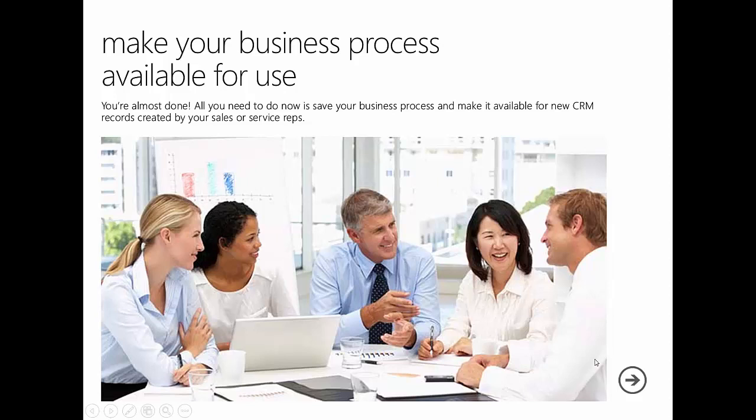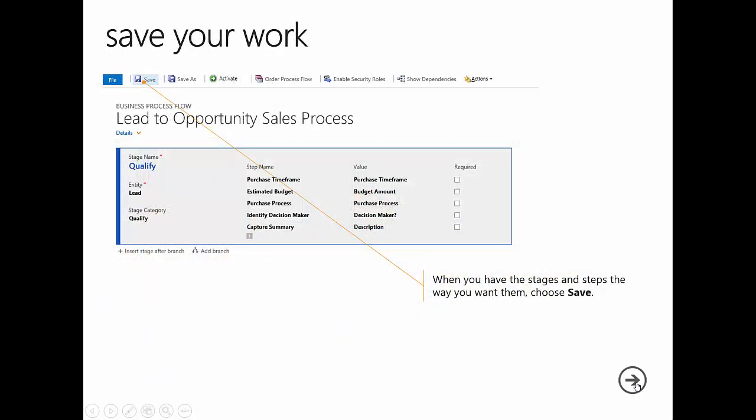Make your business process available for use. You're almost done. All you need to do now is save your business process and make it available for the new CRM records created by your sales or service reps. In this case, sales reps. First, save your work. When you have the stages and steps the way you want them, choose Save.